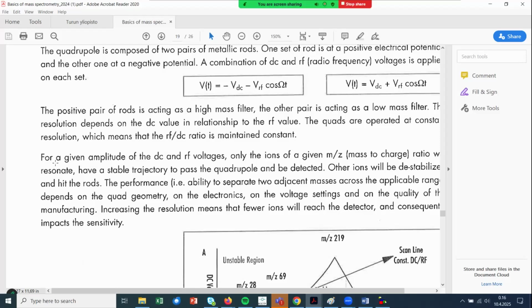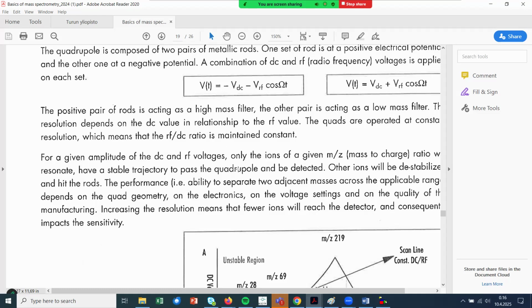So physically speaking, for a given amplitude of these voltages, only the ions of a given m/z ratio will resonate, have a stable trajectory to pass the quadrupole and be detected, and other ions at that specific time point will be destabilized and hit the rods. Okay. But when we are scanning, we are changing it all the time.